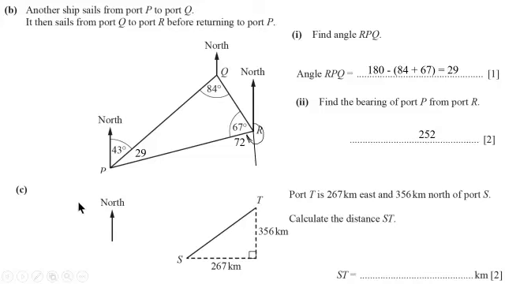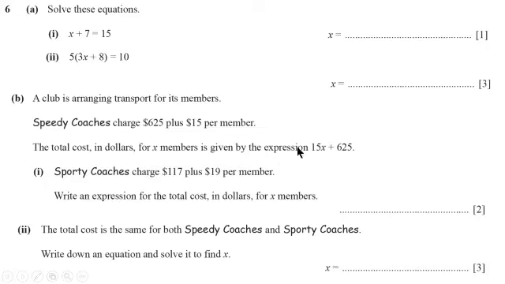Okay, see another diagram here. Port T is 267 kilometers east and 356 kilometers north of Port S. Calculate the distance ST. It's very easy. The easiest theorem in geometry, I can say that ST equals the square root of 267 squared plus 356 squared, and the answer is 445.